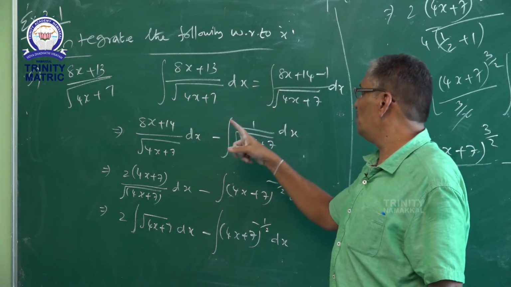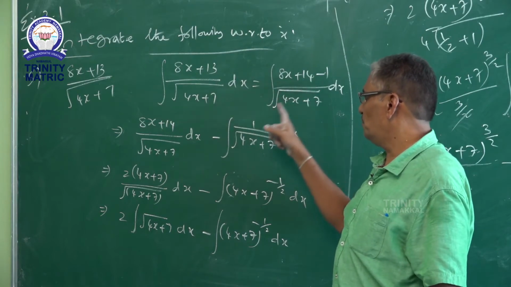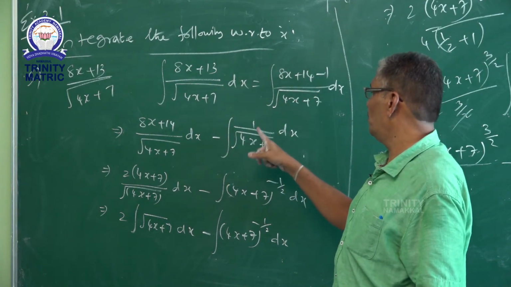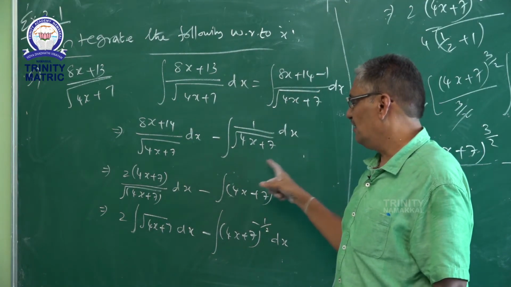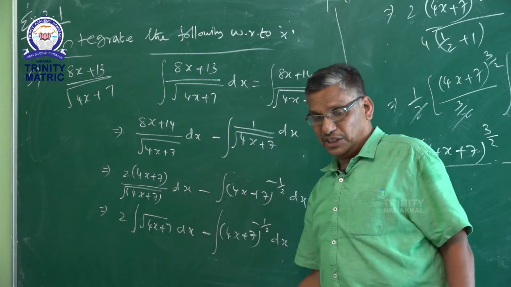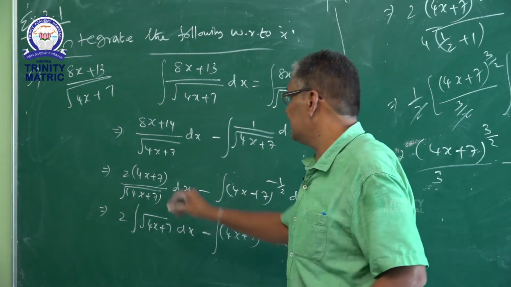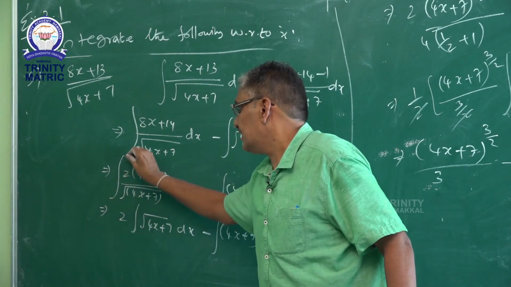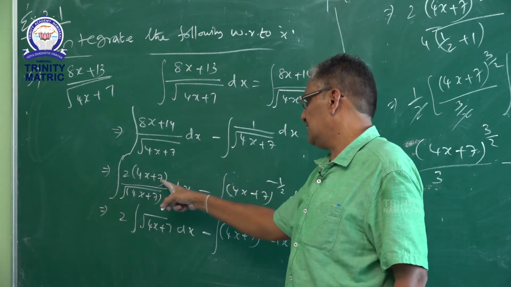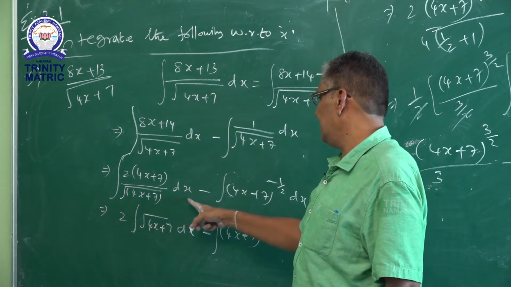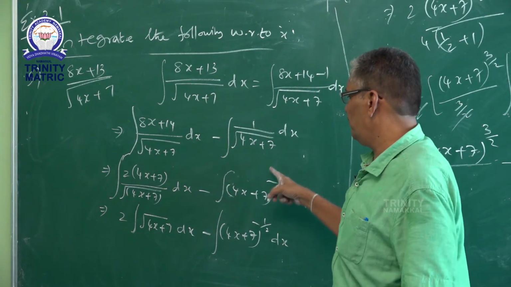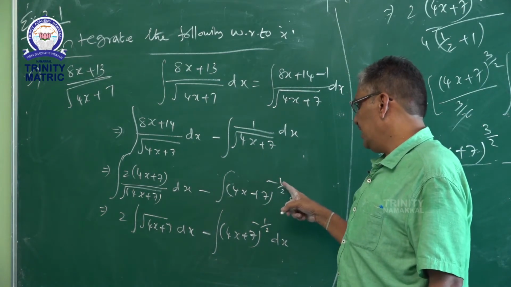So 8x plus 14, I am now splitting this one. First two terms: 8x plus 14 by square root of 4x plus 7 dx, minus, this one is minus, I am taking out 1 by square root of 4x plus 7 dx. Out of 8x plus 14, I am taking 2 out. That is 2 into, I forgot to put the integration sign. You have to put the integration sign here. Yes, I am taking 2 out, that is 2 into 4x plus 7 by square root of 4x plus 7 into dx, minus integration of 1 by square root of 4x plus 7, which can be written as 4x plus 7 whole to the power of minus half dx.